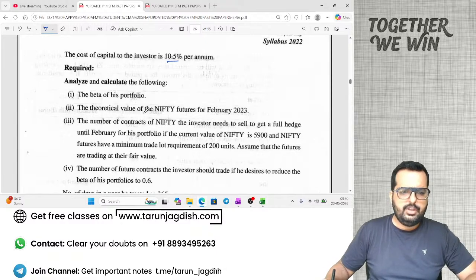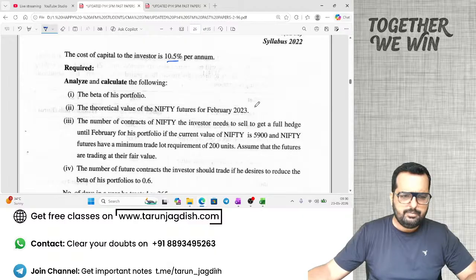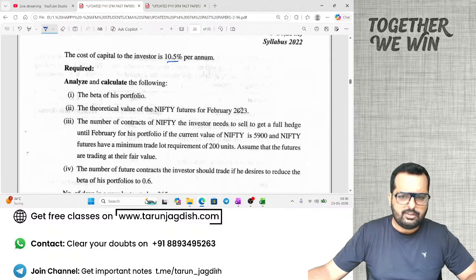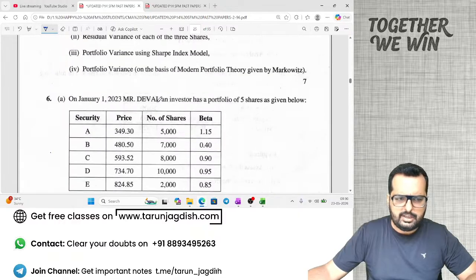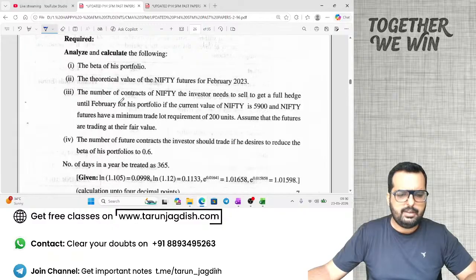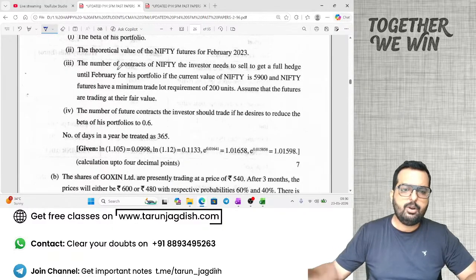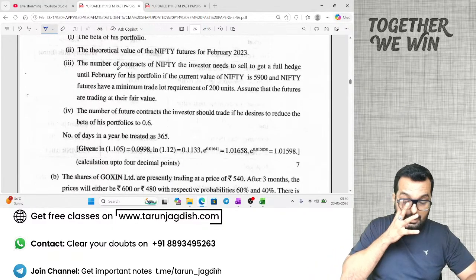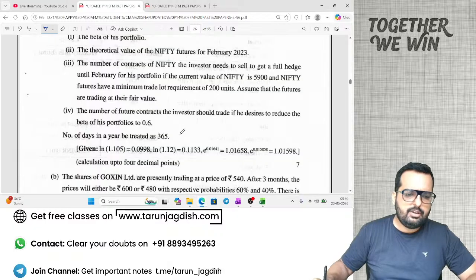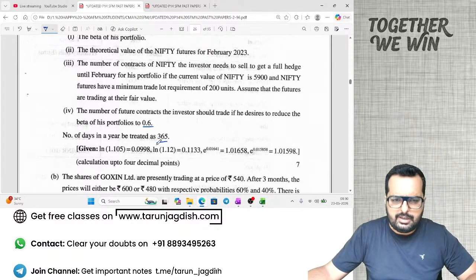Okay. Theoretical value of Nifty future. But for that, S0 of Nifty has to be given. But I don't see the data somewhere over here. Let's see. So far not given, we'll check. It must be given somewhere down. Okay. The number of contracts the investor needs to sell to get a full hedge. Okay. To get the full hedge, first thing we need to find out is the Nifty future. If he desires to reduce the beta to 0.6 also. Okay. Fine. I think, friends, some data is given.